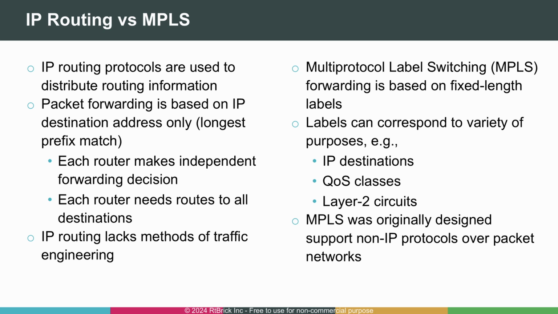MPLS uses fixed-length labels, which are assigned based on header information like the destination IP address. This labeling process occurs only once, when the packet first enters the MPLS network. When a packet is forwarded to its next hop, the label is attached to the packet. Subsequent hops will use the assigned label as an index to a next hop entry in a forwarding table, rather than inspecting the packet's IP header.